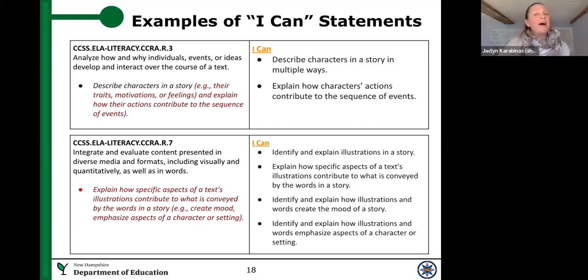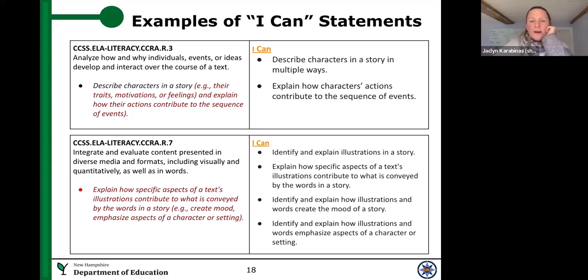And a lot of teachers do have these already written. It might be something interesting to ask, when teachers pass things on to you that they want you to be doing with students, to see if they have some I can statements. But you really do need to personalize them for students.